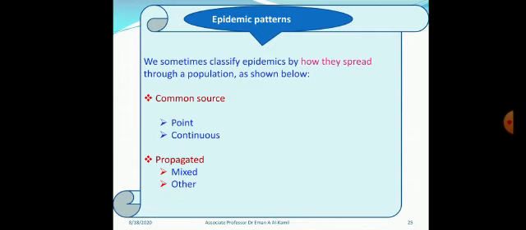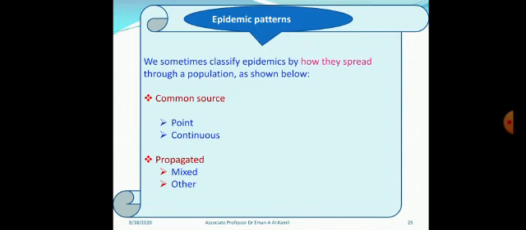The difference between these two types is that in the common source epidemic, there is one source of infection, and that one source will cause the epidemic. There are two types: either a point source epidemic or a continuous epidemic. While in the propagated epidemic, there are many sources of infection. It is not the same source of infection. This is a very important difference between these two types of epidemic.